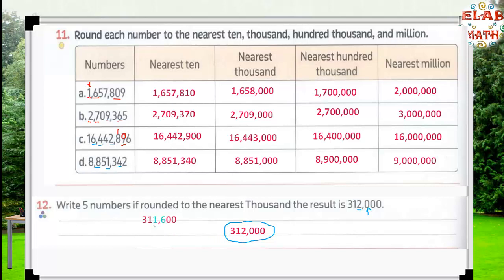That means if you write like this, if this place is 1, here you have a digit in the hundreds place, increase 1 to be 2. You should add 1 because here we have 6 and 6 is more than 5. And you can write like this, 311,909, increase 1 to be 2, like this. So if you round this number, you get 312.